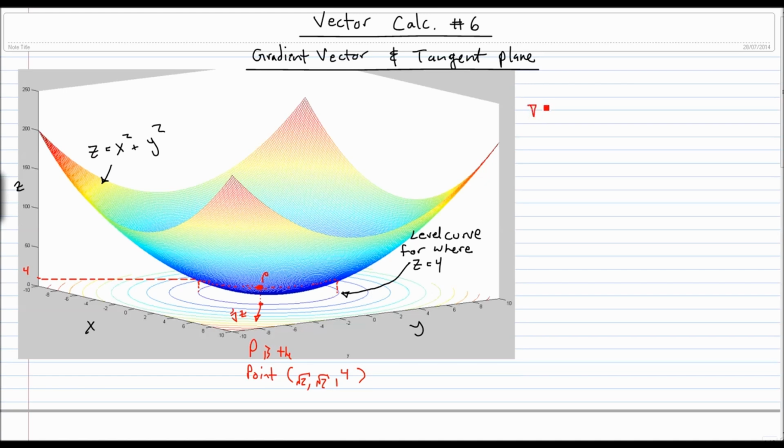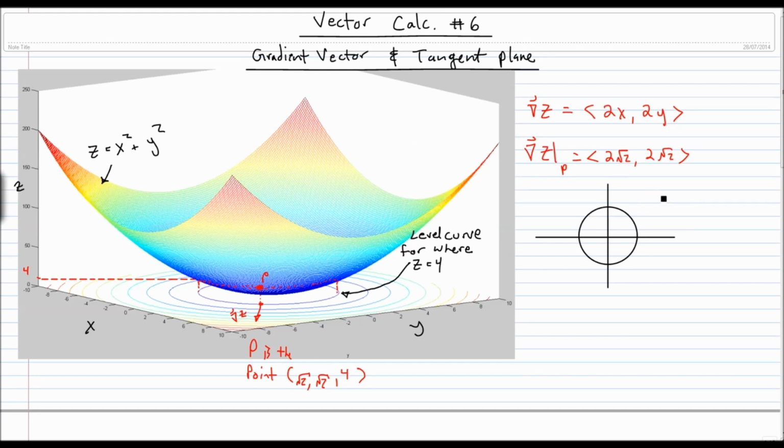First, let's evaluate the gradient of z. It's going to be a vector with the partial derivatives. So if we want to find the gradient of z at the point P, then it's going to be (2 root 2, 2 root 2). Now, let me show you that this is actually perpendicular to this level curve at that point.